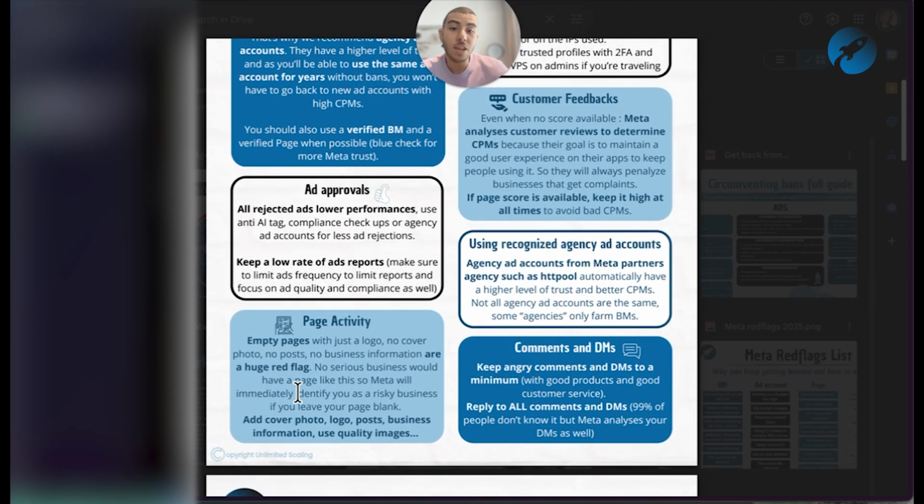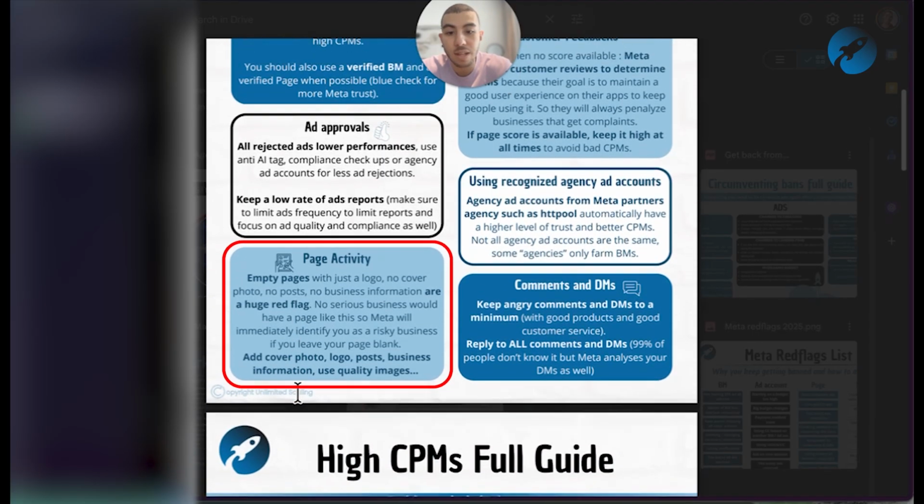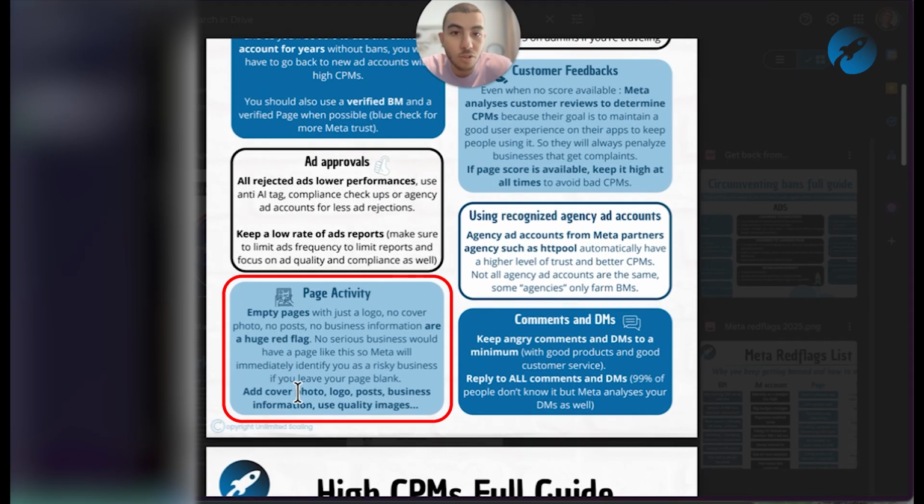Then we have page activity. Page activity can be a major flag, and your page can be shown to fewer people because of that, just because you don't have any posts, you don't have any likes, you don't have any photos. That might be considered a huge red flag for Meta. So it won't cost you much to just run a like campaign and have a community manager posting a little bit, and it will increase your trust a lot, and all the people that check your page will right away buy your product.